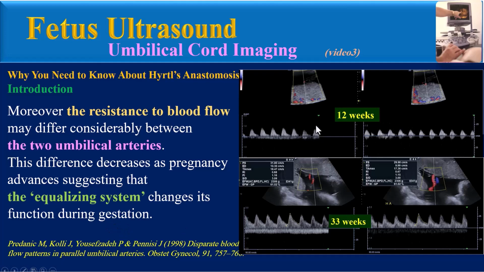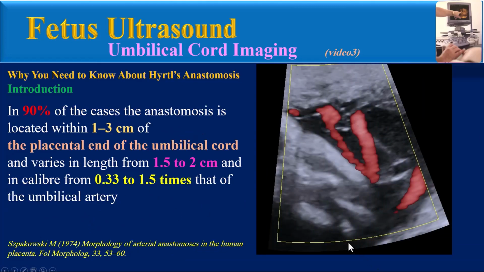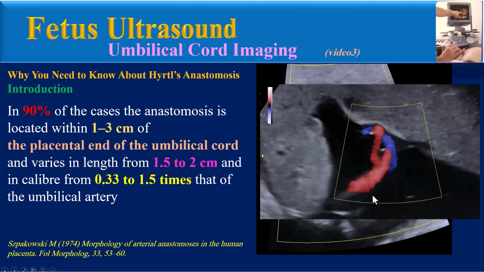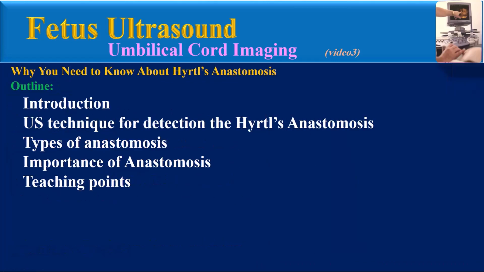This image shows high resistance index in both umbilical arteries at 12 weeks gestation. But at 33 weeks gestation, we can see low resistance index and equal in umbilical arteries. In 90% of the cases, the anastomosis is located within 1 to 3 cm of the placental end of the umbilical cord and varies in length from 1.5 to 2 cm and in caliber from 0.33 to 1.5 times that of the umbilical artery. The ultrasound technique for detection of the Hyrtl anastomosis.